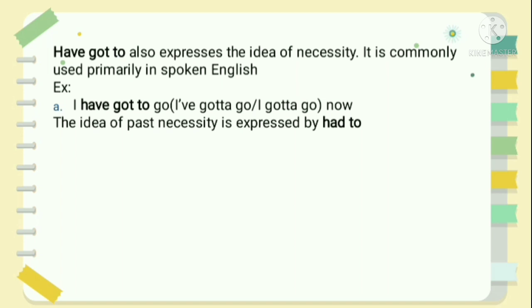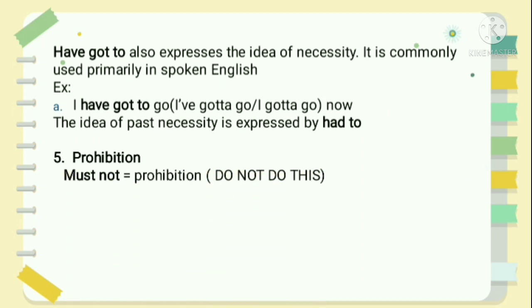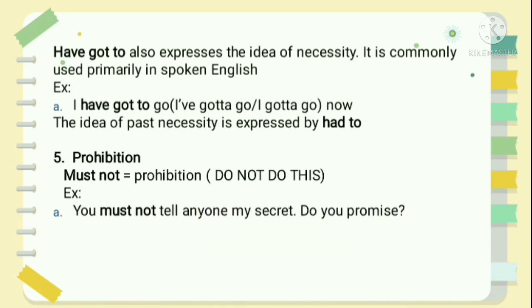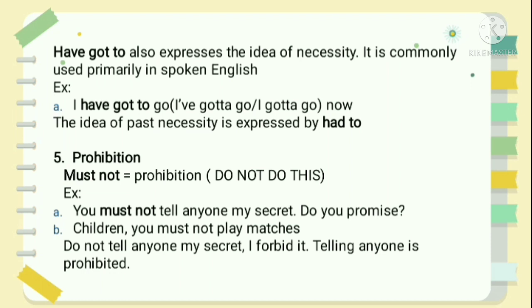And our last discussion is number 5, must not, which is commonly used to express prohibition. Jadi must not di sini digunakan untuk mengungkapkan suatu larangan atau do not do this. For example, A, you must not tell anyone my secret. Do you promise? B, children, you must not play matches. Do not tell anyone my secret. I forbid it. Telling anyone is prohibited.